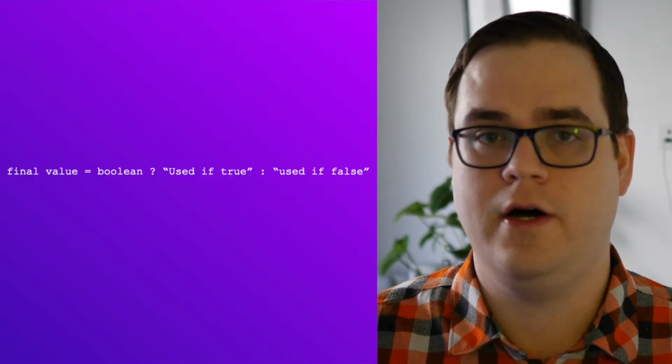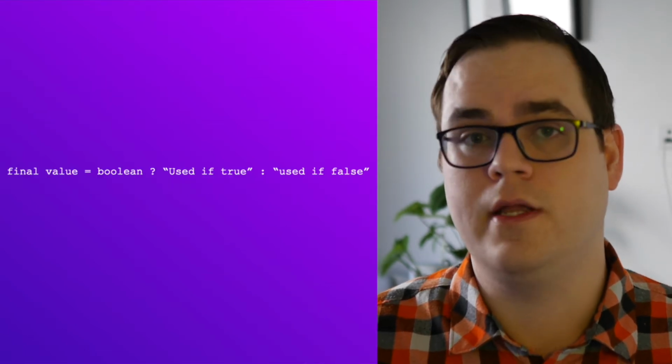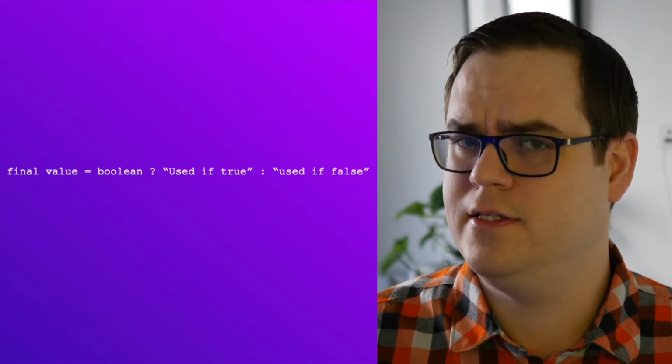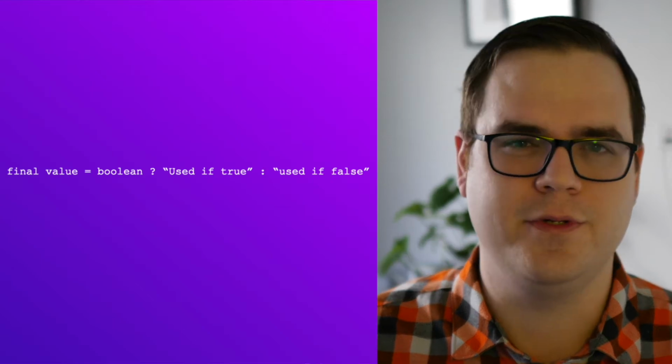Whenever you want to specify a property, but you want that property to be conditional on something else, we use a ternary operator. That sounds a little bit complicated, so let's have a look at a simple example.